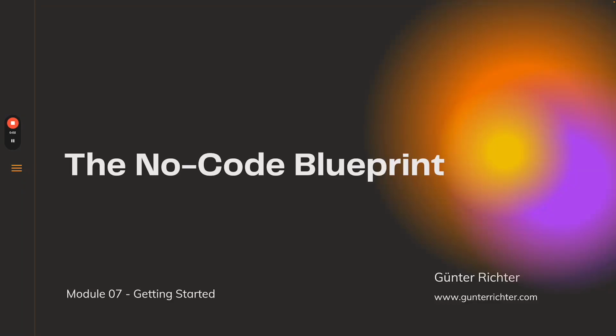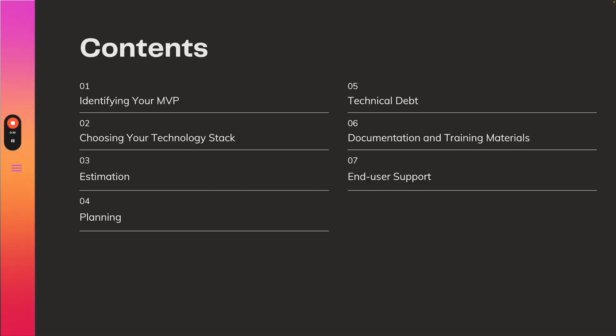Welcome to Module 7, the final module in the no-code blueprint, Getting Started. In the closing module, I'm going to provide some additional guidance and many tips to help make your software development endeavor more successful and hopefully more enjoyable too.